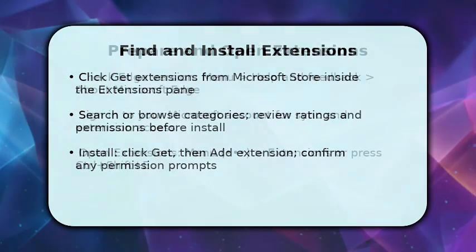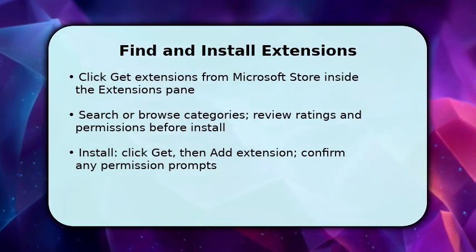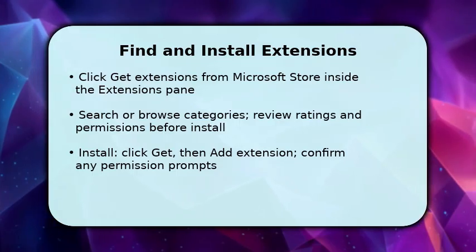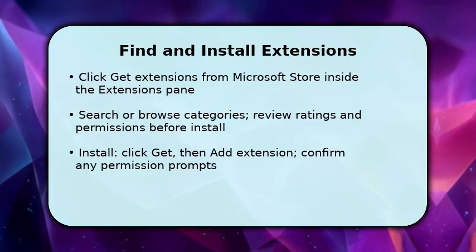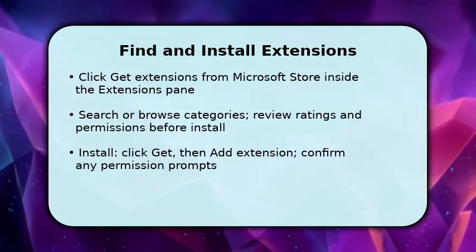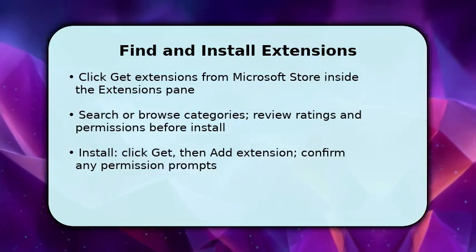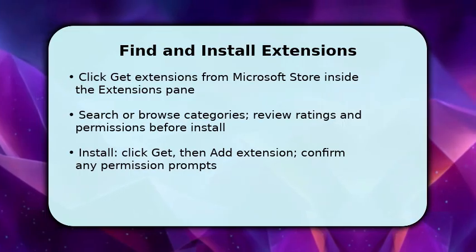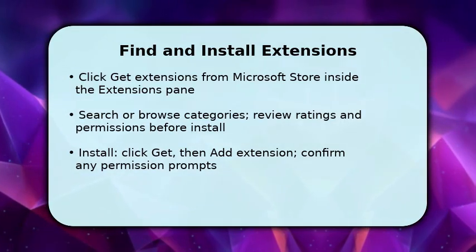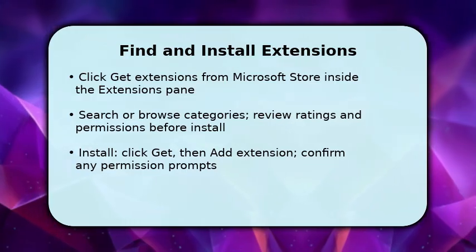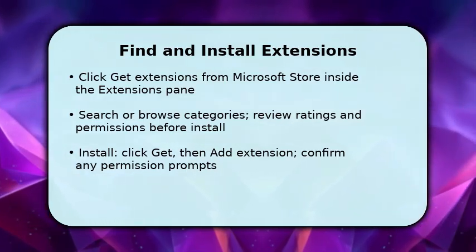Now you find and install the extension you need. In the Extensions pane, click Get Extensions from Microsoft Store, then search or browse categories. You should read the description, ratings, and required permissions so you understand why it needs access. Permissions appear in the install prompt. When ready, click Get then Add Extension. Once added, the extension appears in the list and often shows an icon near the address bar. Make sure to enable it and accept any setup options the developer provides.